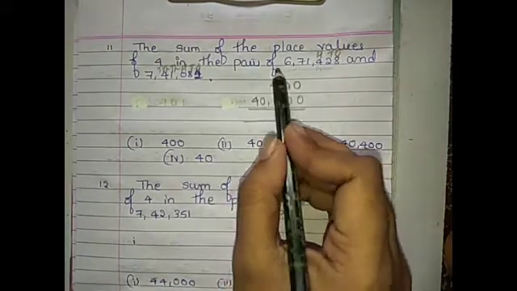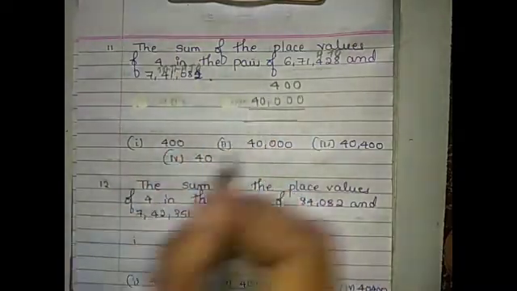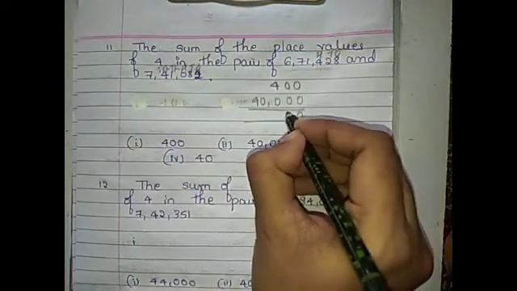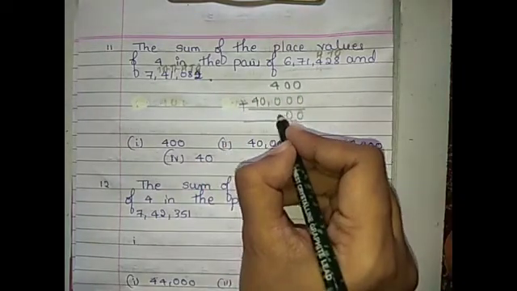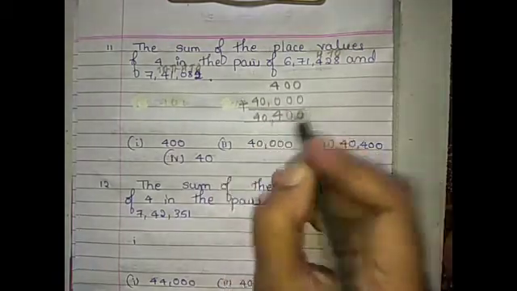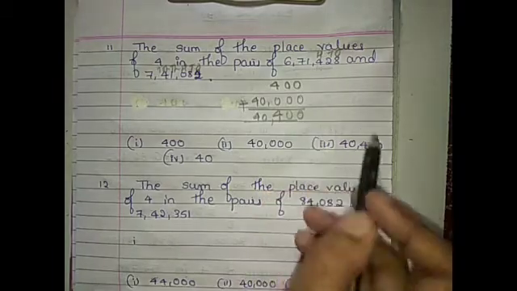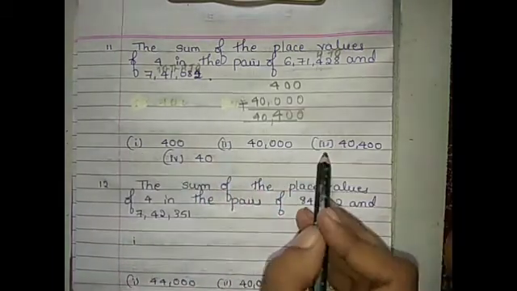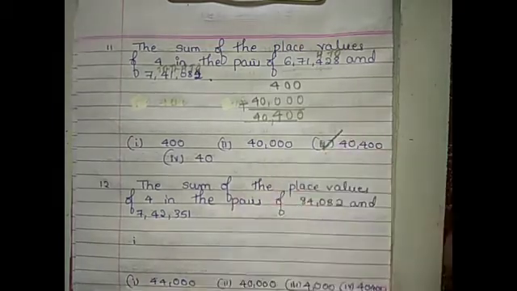Next we have to add both the place values. 0, 0, 4 plus 0 is 4, 0, 4. So the answer is 40,400. So here which option is correct? Third option is correct. So we have to tick third option.